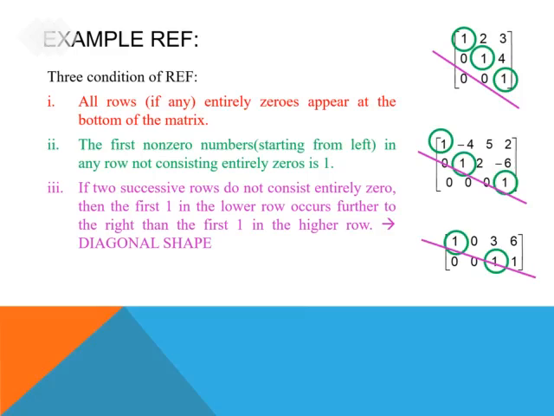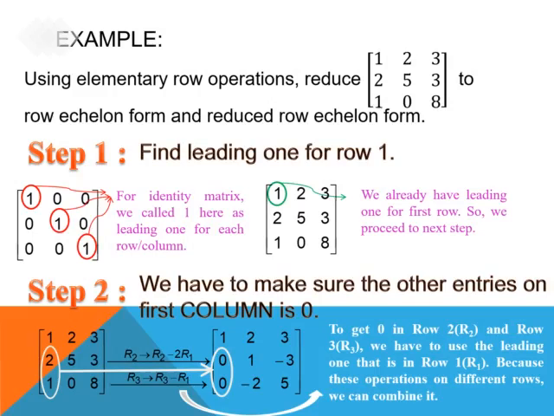So leading one, bawahnya sahaja kosong. The upper can be any number. So for REF, it looks like an upper triangular matrix. Okay, this one we combine.